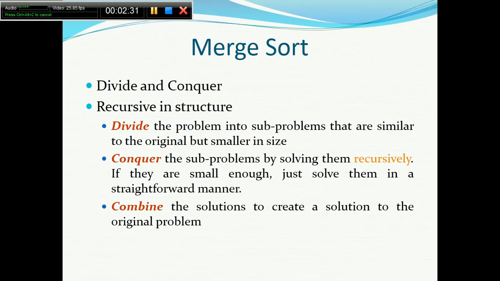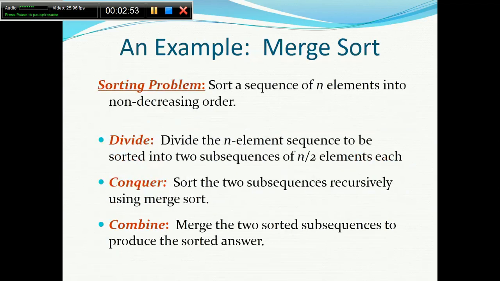The third step is combine: combine the solutions to create a solution to the original problem. Whatever small solutions you have for the small problems, combine all the solutions to create a solution for the bigger, original problem. So divide and conquer works in this particular way: three steps, divide, conquer, and then combine. Okay. Now let's come to an example, merge sort, that works on a divide and conquer approach only.